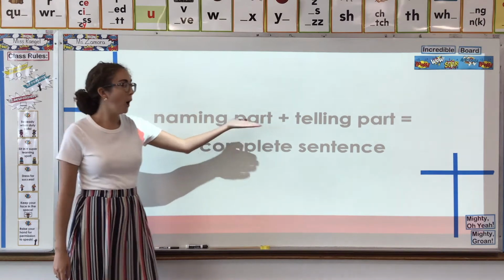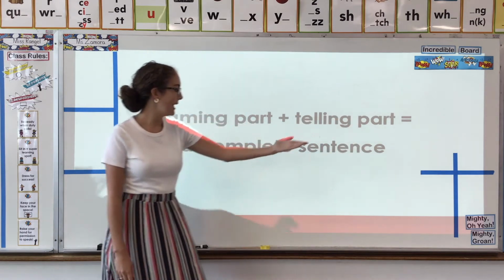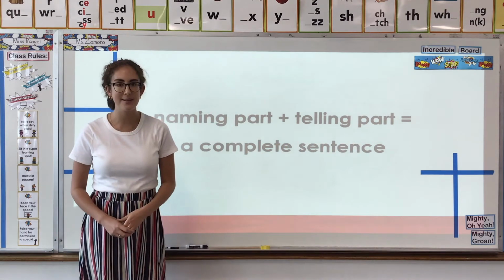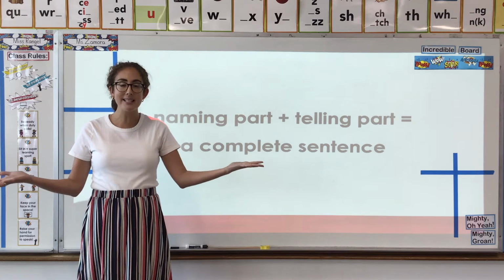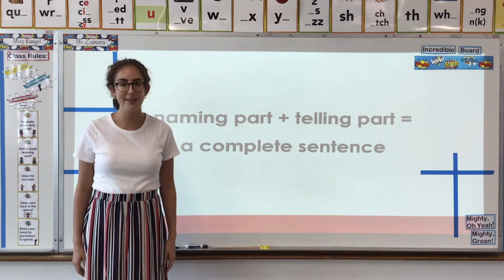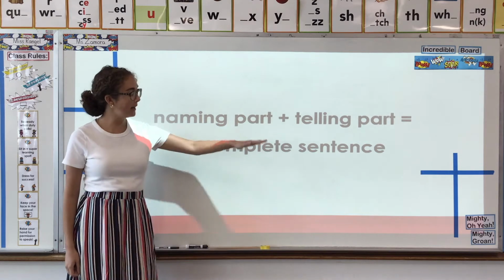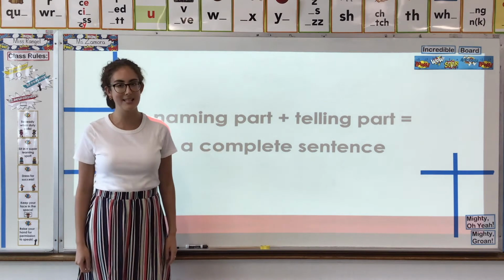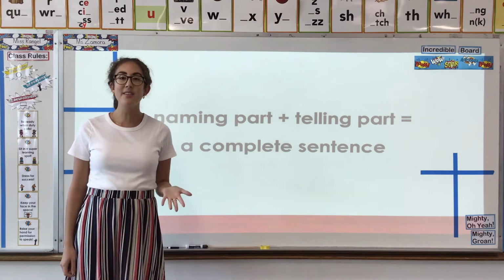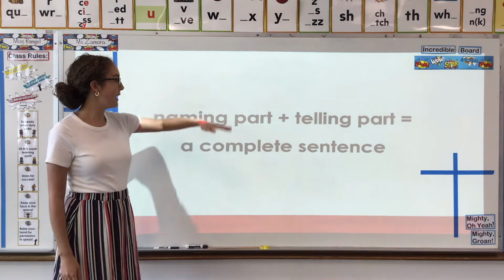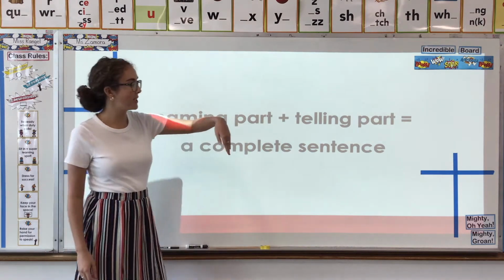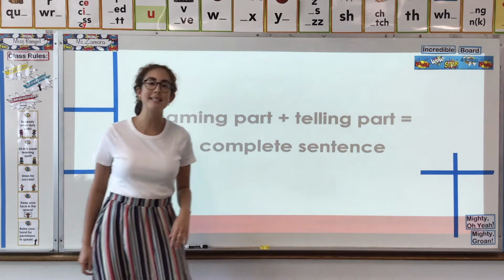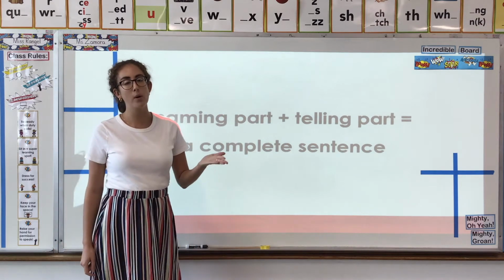And when we're doing this, we are relying on our sentence equation. A naming part plus a telling part equals a complete sentence. You can't have a complete sentence if one is missing. So today we're going to work on completing every sentence that we see. And in this equation, I want you to notice that the naming part is first and the telling part is second. That is an important order.